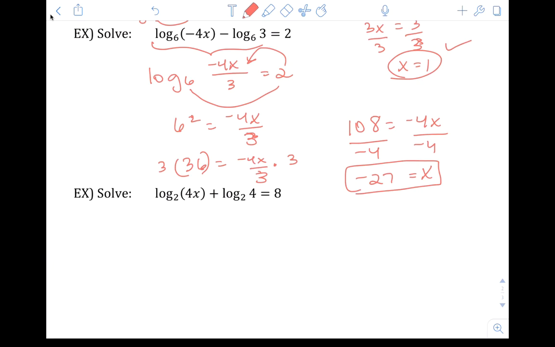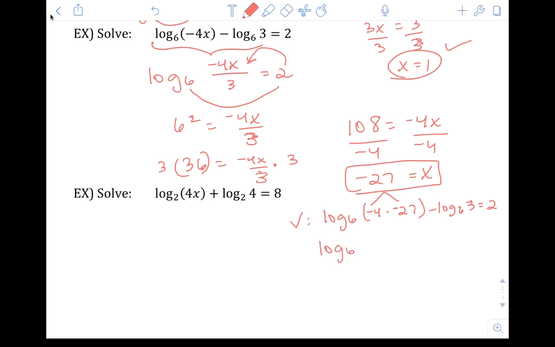Now, very often when you get a negative, a lot of times it's going to be extraneous. That's not the case this time. This is when a negative is totally fine. Check it and watch what happens. I'm going to need some extra space for this. So I'm going to check this one. Log base 6 of negative 4 times negative 27 minus log base 6 of 3 is supposed to equal 2. A negative times a negative is a positive, so we don't have an issue.